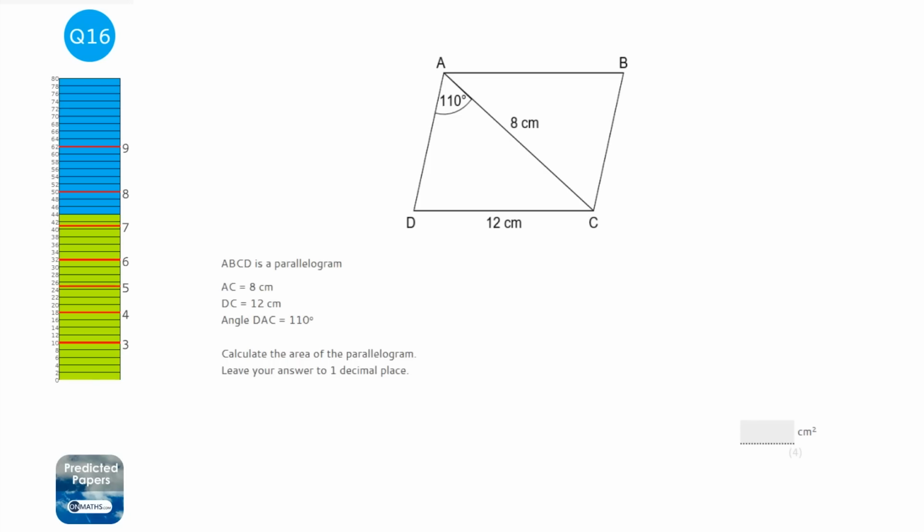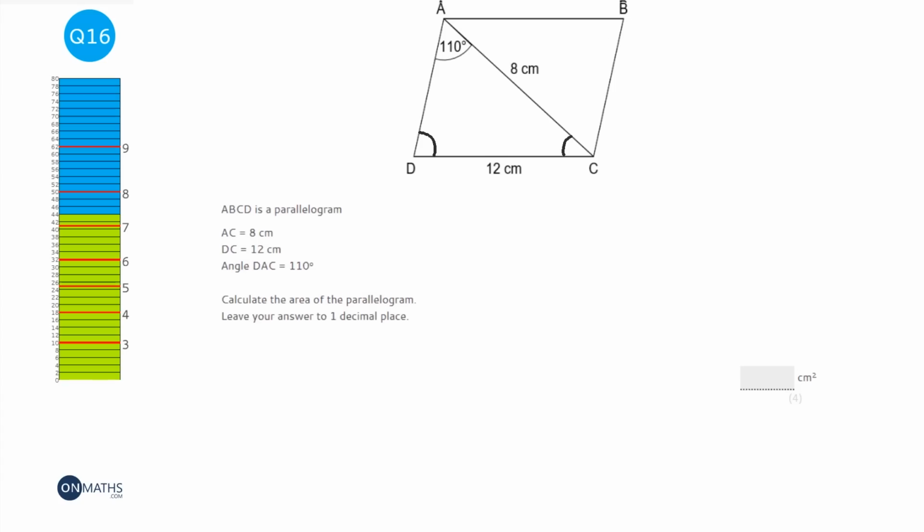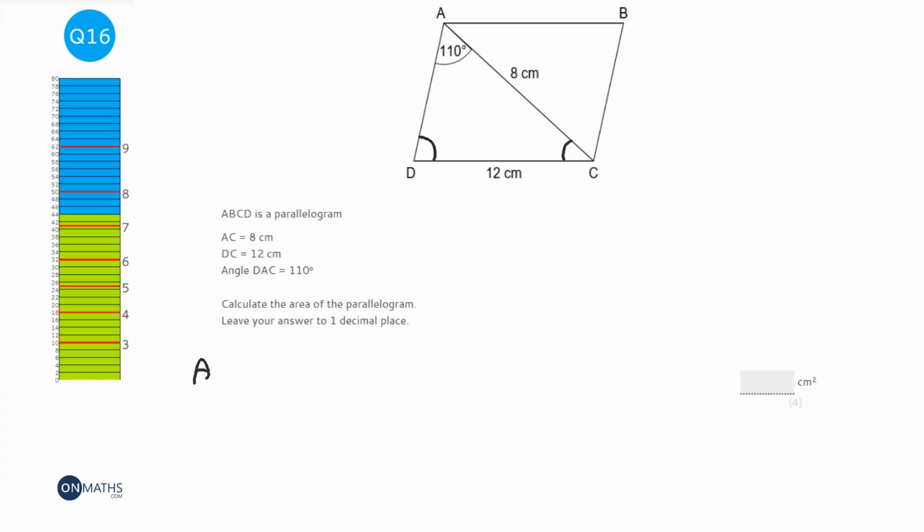There are quite a few different approaches for this question. One thing we can do is try and find length AD by using the cosine rule, and the other approach which I'm going to use is I'm going to work out this angle here using the sine rule, and then work out this angle here taking away from 180 degrees. Then when I've done that, then I can use the trigonometric area formula. So I'm going to work out the angle I marked first, so that is angle ADC. That's what I want to work out first.